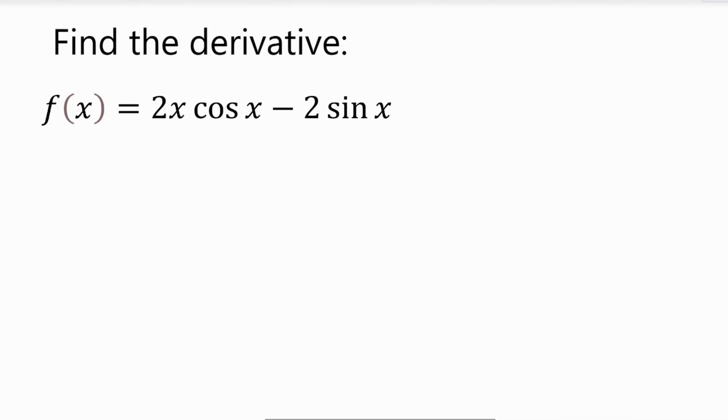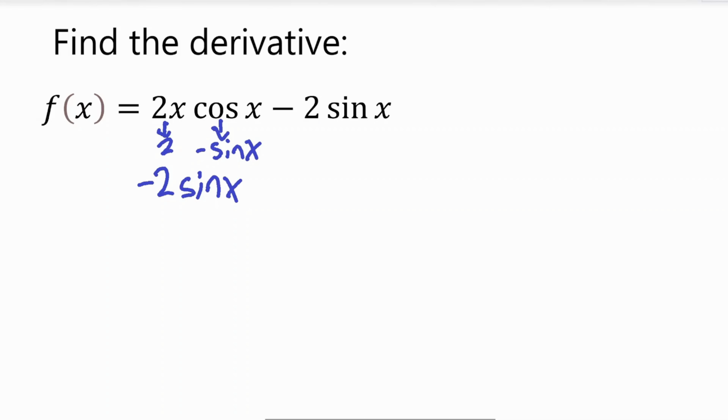So let's start. Whenever we find the derivative, let's just go left to right, term by term, and find the derivative of each. So 2x cosine x. What is this derivative? Well, you might think that the derivative is negative 2 sine x, because the derivative of 2x is just 2 and the derivative of cosine x is negative sine x.